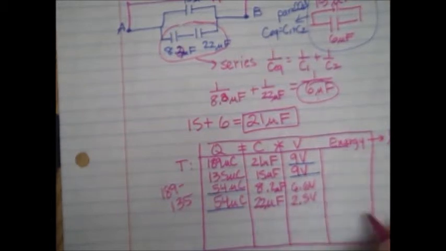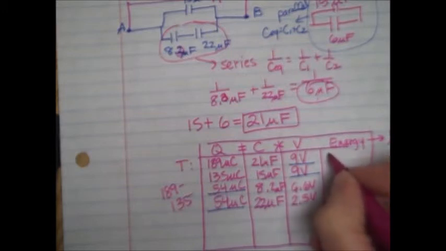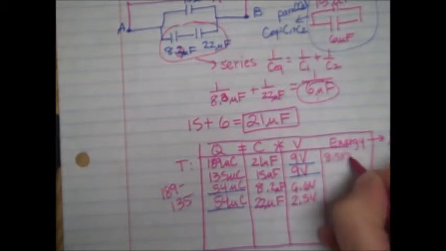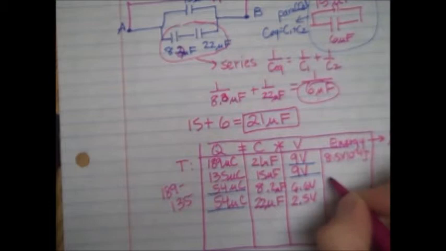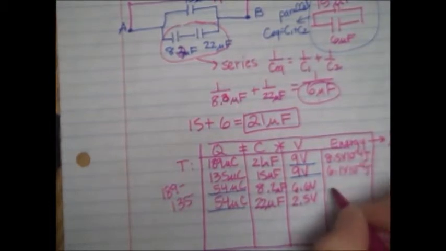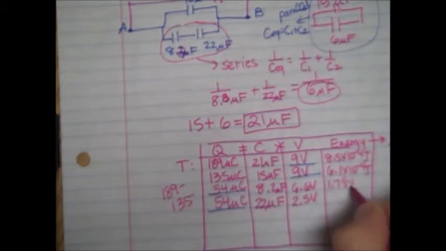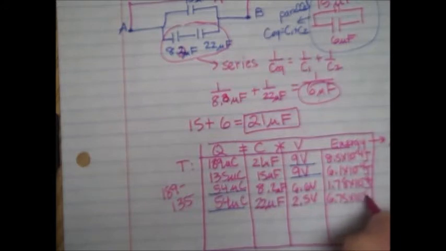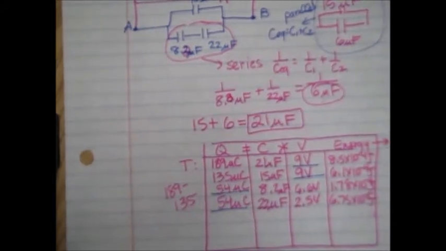Then to find the energy, we just go through and solve 1/2 Q times V. And I got 8.5 times 10 to the minus 4 joules, 6.1 times 10 to the minus 4 joules, 1.78 times 10 to the minus 4 joules, and 6.75 times 10 to the minus 5 joules. And that's it for that one.